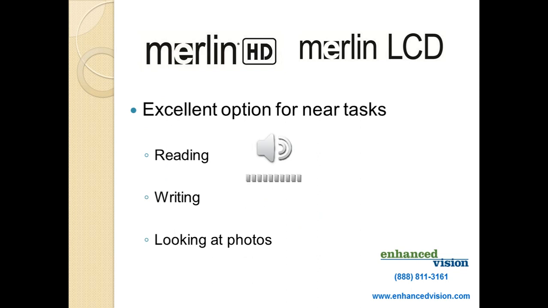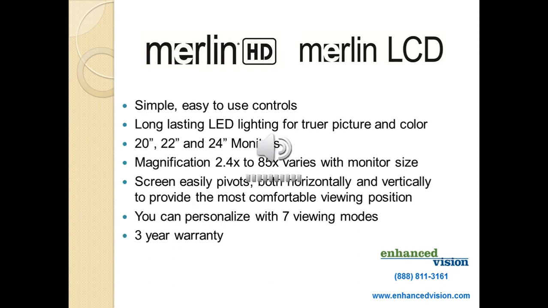It's an excellent option, again, for near-cast, for reading, writing, looking at photos. I mean, if you want to do those things, any of the different types of Merlins can do them. When you go from the Merlin HD to LCD, there's a little difference in camera, but we can also get different monitor sizes with these different versions.